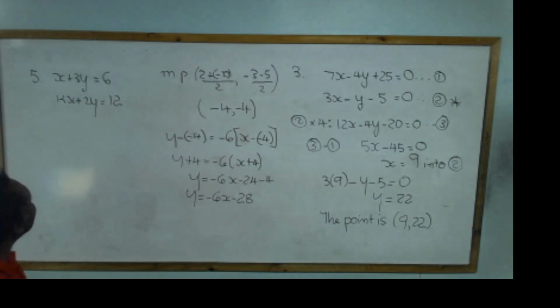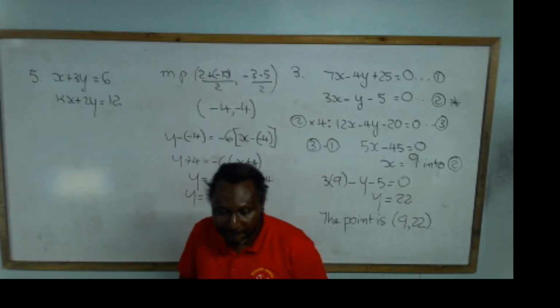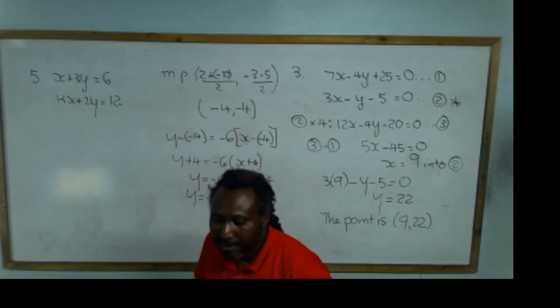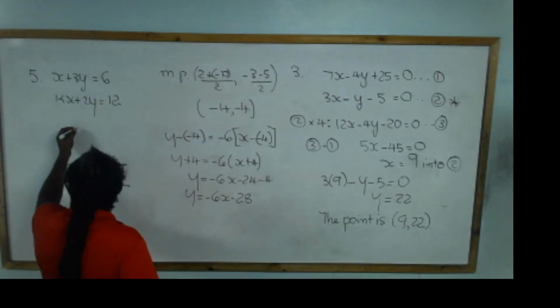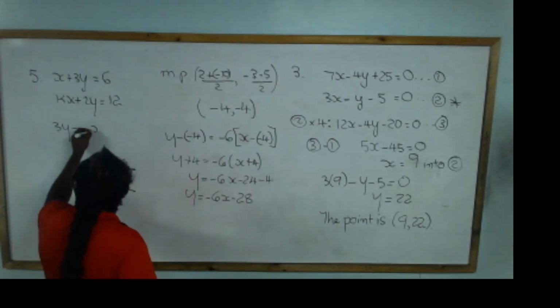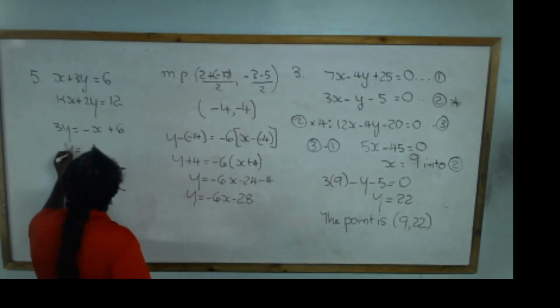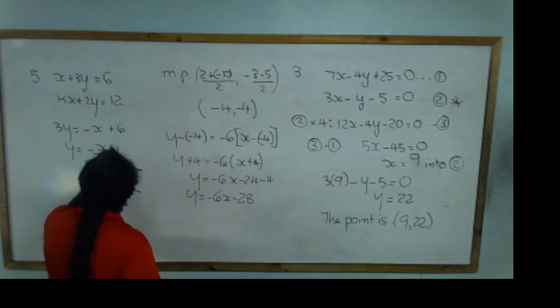You want to write, transpose and make y the subject of the formula? Yes, sir. You don't really have to, as long as you can extract the y coefficient. Alright, let's write it. We have 3y is equal to negative x plus 6. So y is equal to negative x over 3 plus 2. That's correct? Yes, sir. Then what?